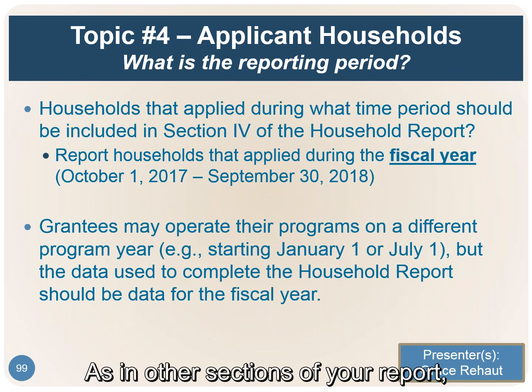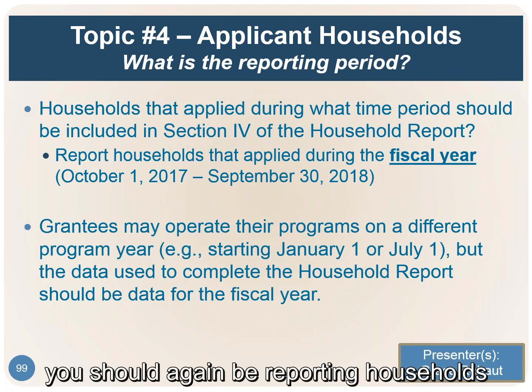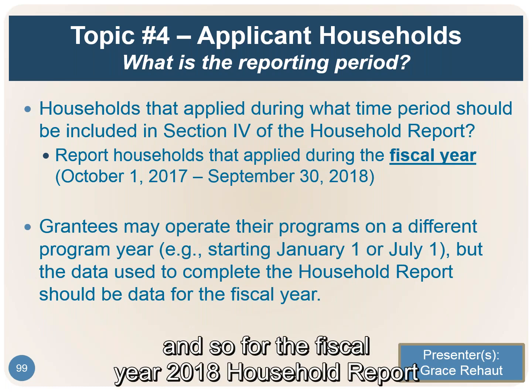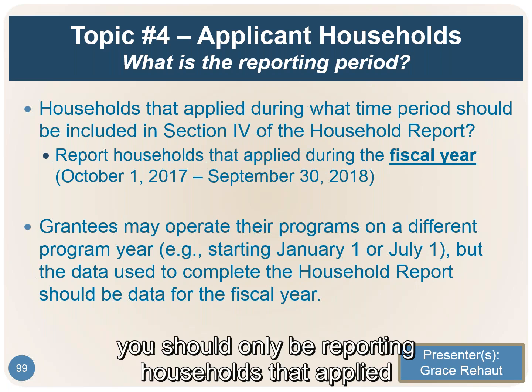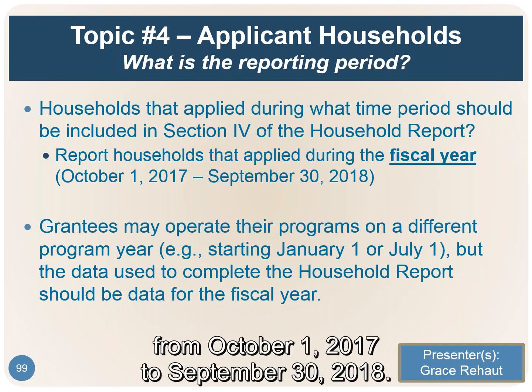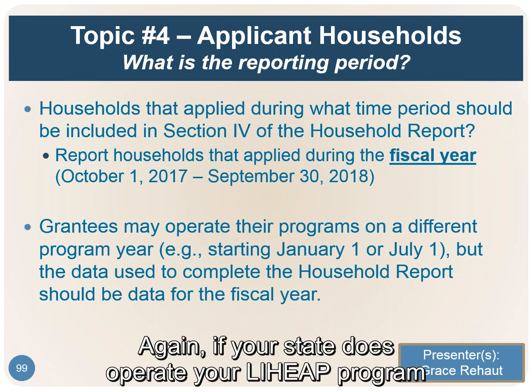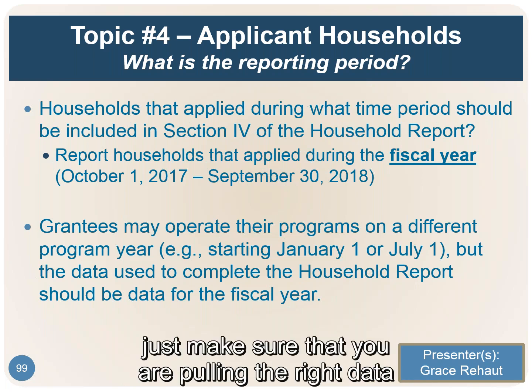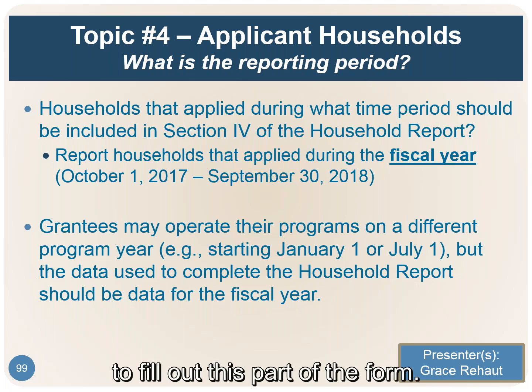As in other sections of your report, you should again be reporting households that applied for LIHEAP during the appropriate fiscal year. And so for the fiscal year 2018 household report, you should only be reporting households that applied from October 1st, 2017 to September 30th, 2018. And again, if your state does operate your LIHEAP program on a different program year, just make sure that you are pulling the right data to fill out this part of the form.